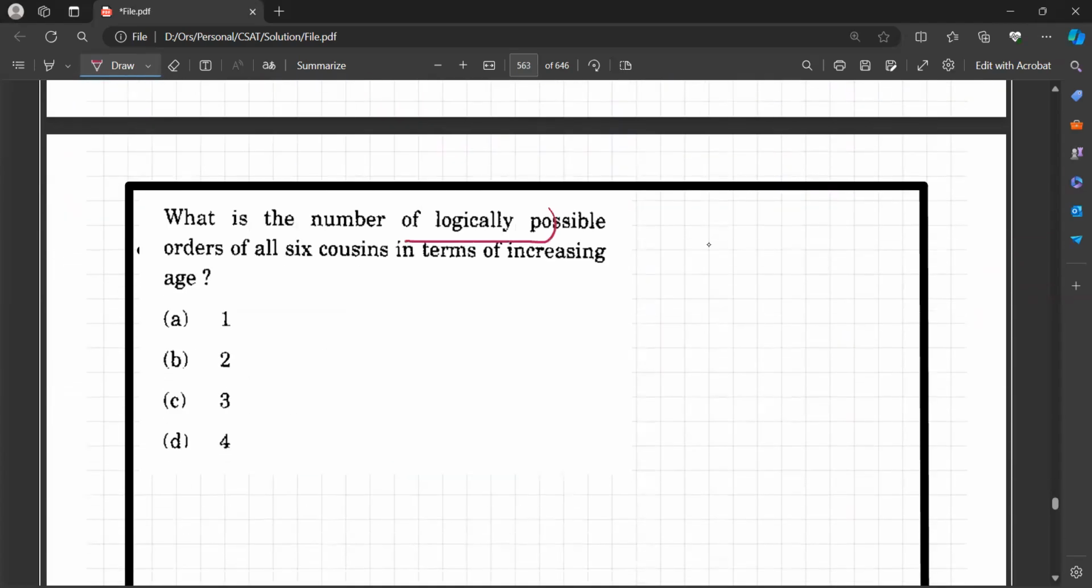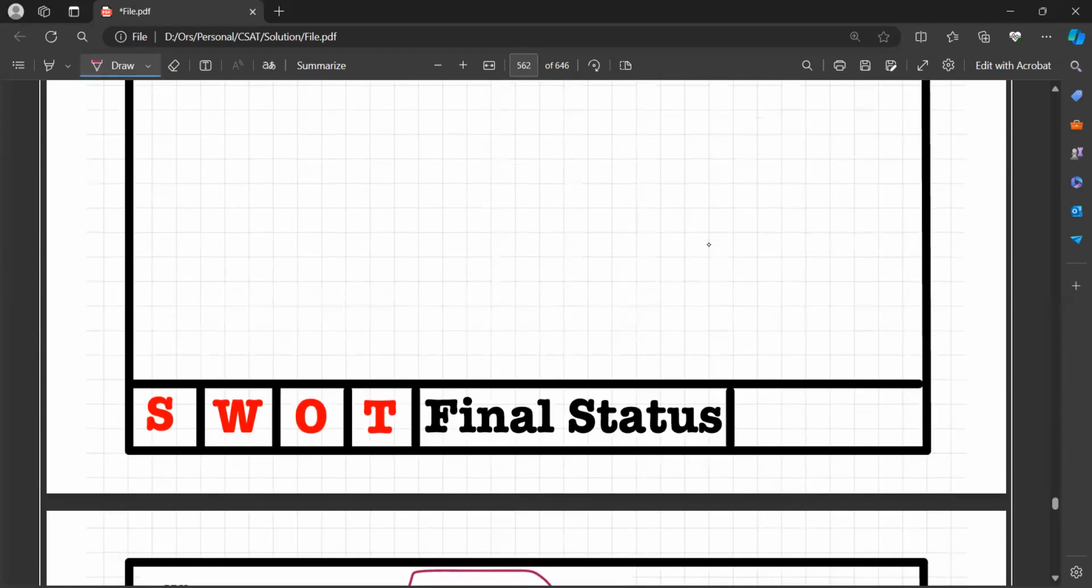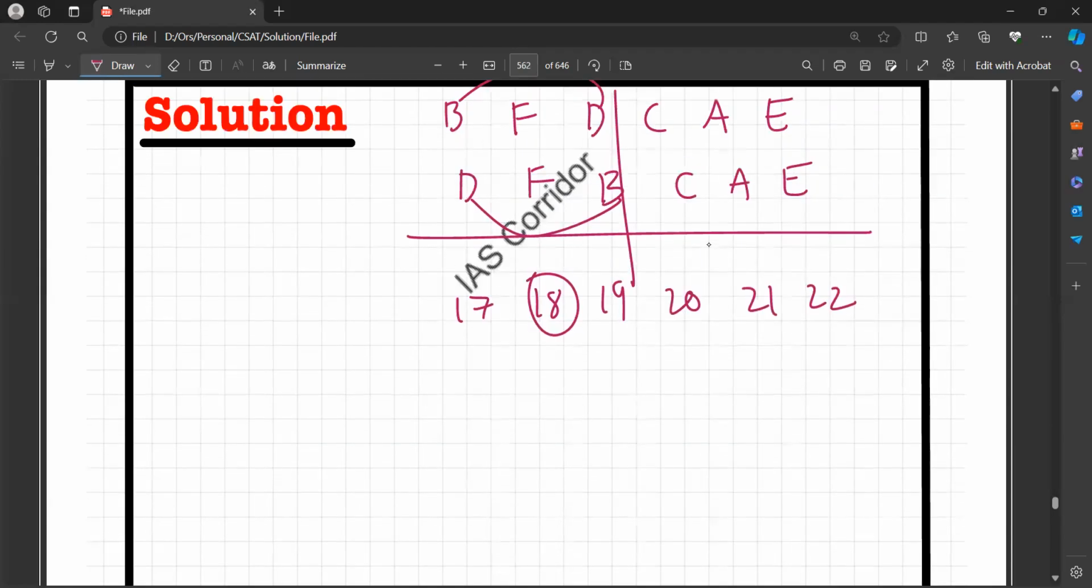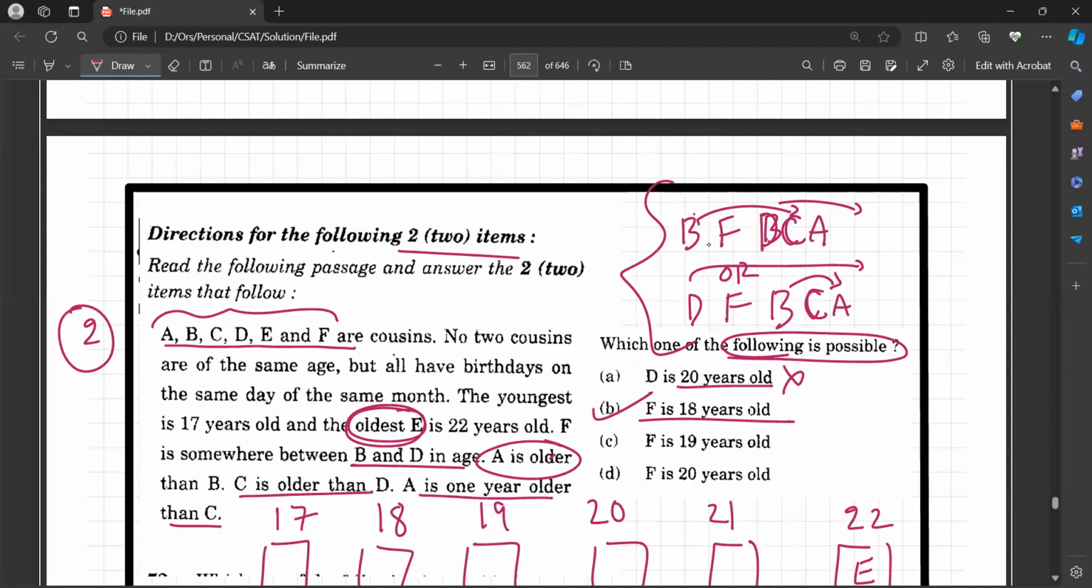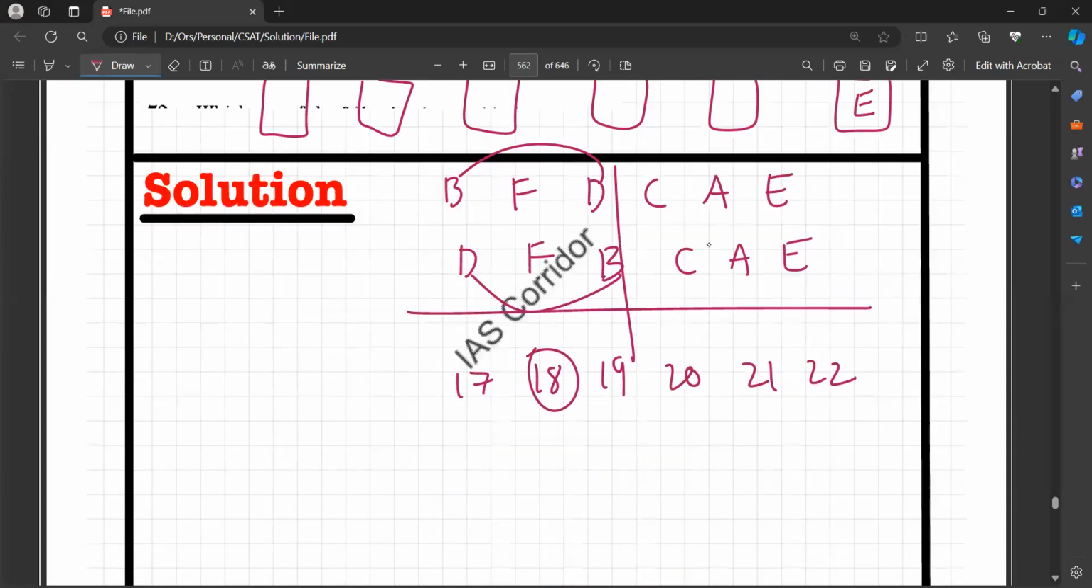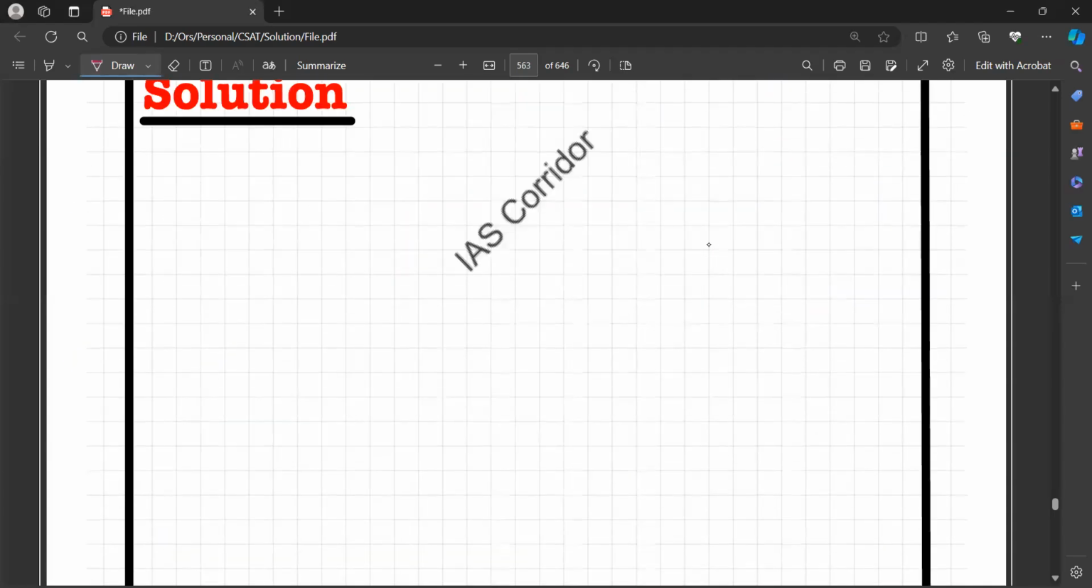What is the number of logically possible orders of all 6 cousins in terms of increasing age? The answer would be 2. Why? Because there are two possible selections here. If you don't figure out whether B is older or D is older, since you have no idea about it, hence we got two cases. If you miss this, you miss 2.5 marks and you get a negative mark also, because you will hit 1 as the answer. It is wrong. Got it? Let us proceed to the next problem.